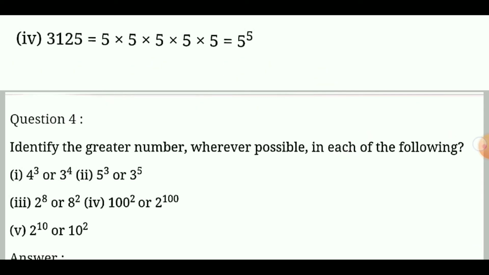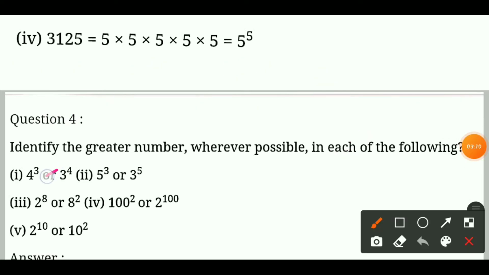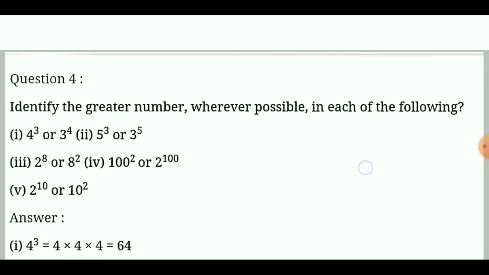So by this you can analyze 3 raised to power 4 is greater. Okay, here 3 raised to power 5 is greater, 2 raised to power 8 is greater, 2 raised to power 100 is greater, and 2 raised to power 10 is greater. Okay, let's see the answer.